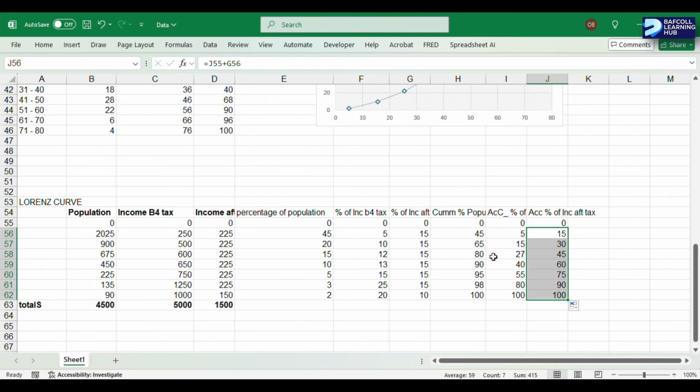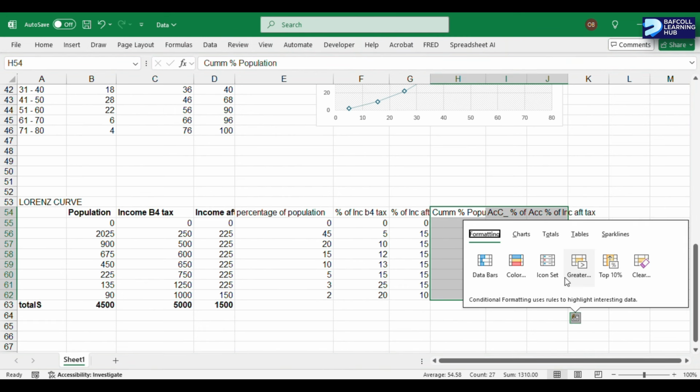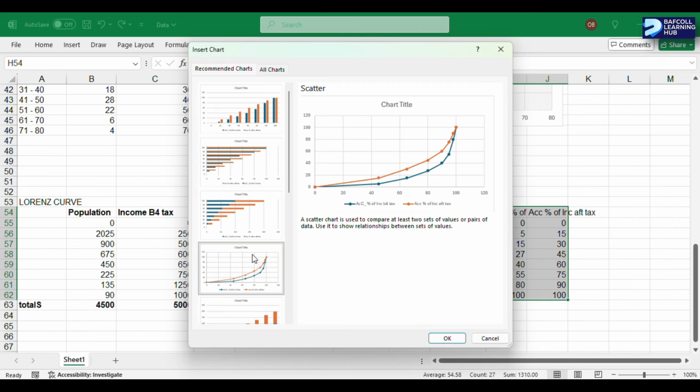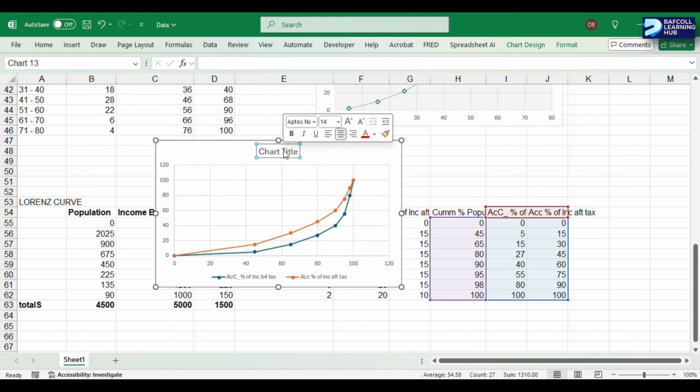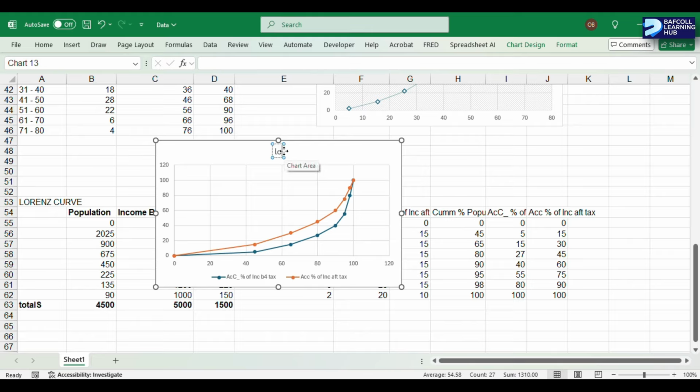Now with these figures, we can go ahead and compute our cumulative, our Lorenz curve. All right, so in doing that, I'll select these figures, the three figures over here, and I can come to my chart, my more recommended charts. Good, so we have it over here. All right, now we have our Lorenz curve over here. So let me give it a title. Lorenz curve. Okay, so we have our Lorenz curve over here.